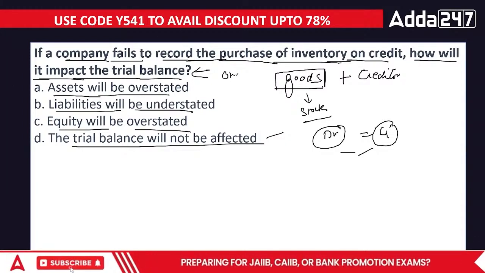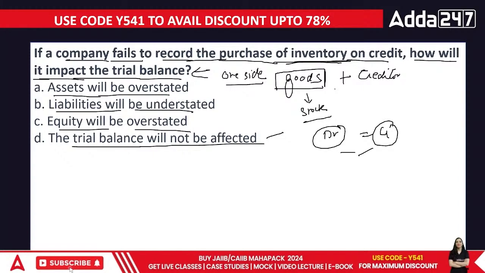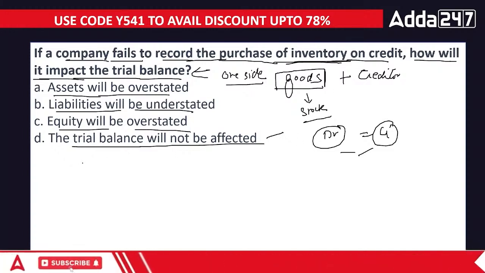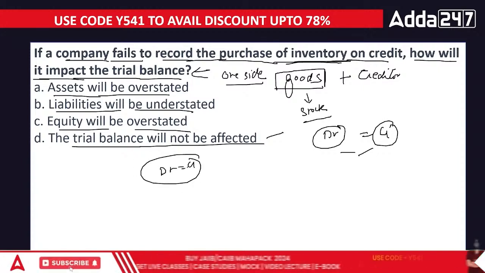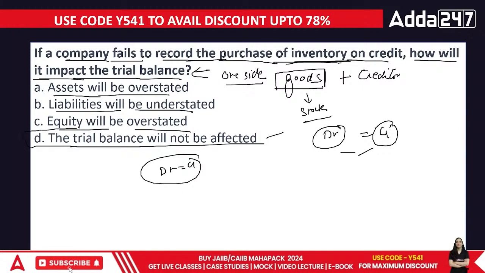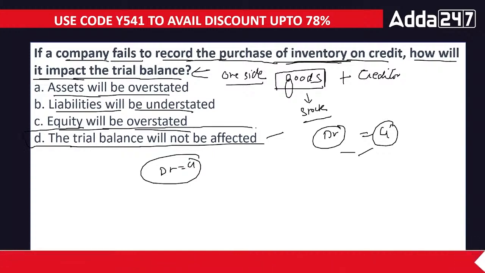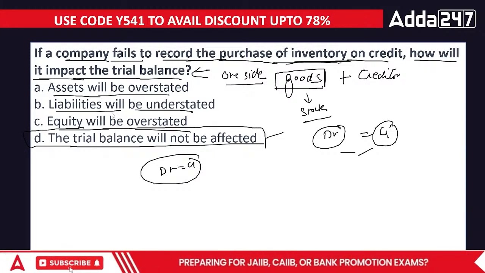If it is one-sided, if you have noted just the one particular thing, that is inventory, and you haven't noted down the creditor, then it would be different. If the entire journal entry is missing, then the debit and the credit side both are still the same. So D would be the answer. That is, the trial balance will not be affected in this case. This is called the error of omission.